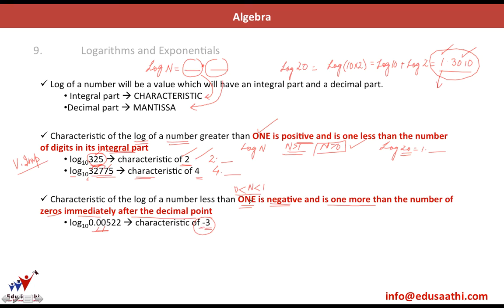Why with a negative sign? Because this number is less than 1. I'm not worried about the mantissa part of it; I'm worried about the characteristic part. So the characteristic is very important in finding the number of digits. That is the first application. The second application is to find the number of zeros immediately after the decimal point in case the number is less than 1.